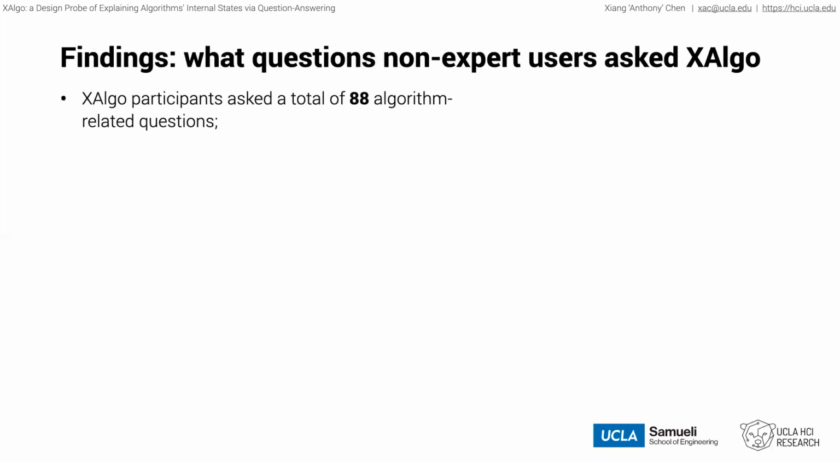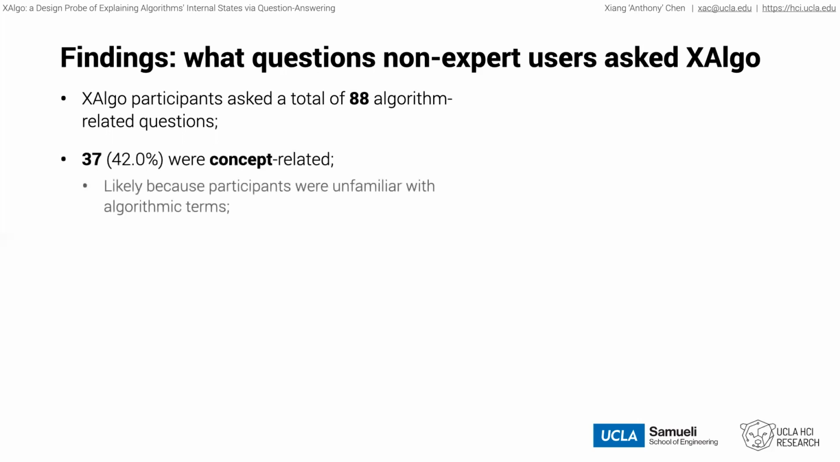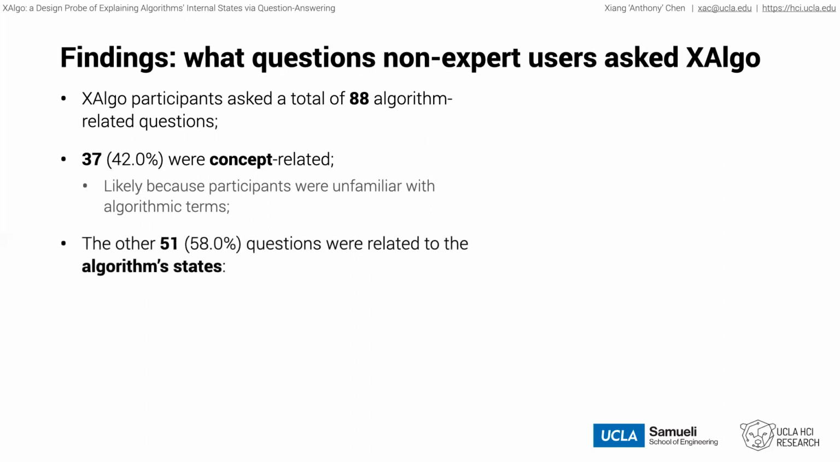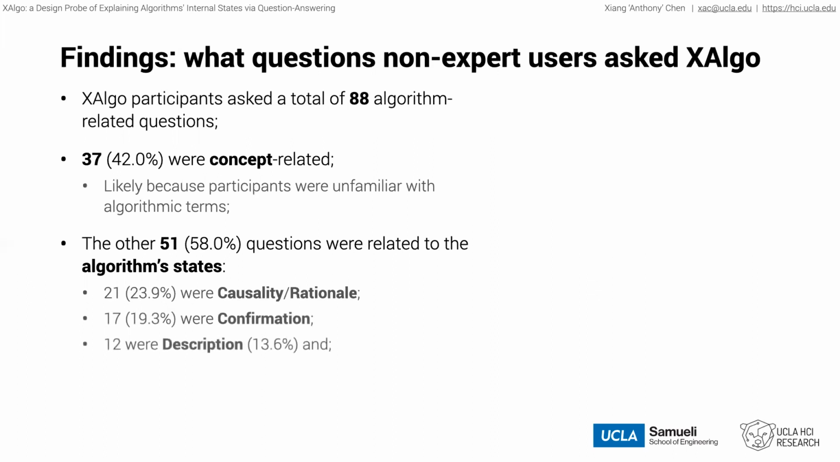XAlgo participants asked a total of 88 algorithm-related questions. However, 37 are concept-related, probably because these participants are unfamiliar with the algorithmic terms. The other 51 questions were related to the algorithm states. Among them, 21 were causality and rationale. Often the same question can be answered both as a causality and as a rationale type of question, so we combine these two together. 17 were confirmation, 12 were description, and only 1 was contrast.